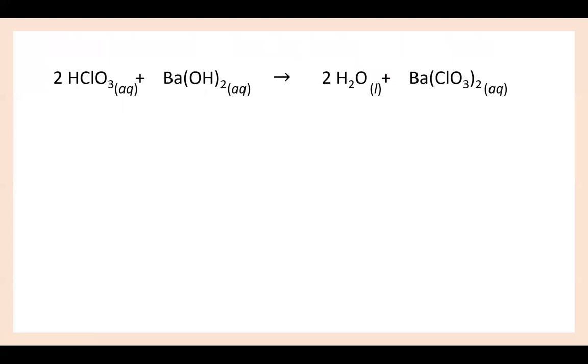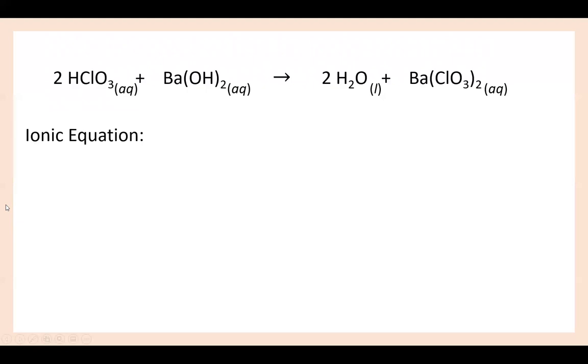Taking that molecular equation and turning it into an ionic equation. In order to do this, any of the species that have an (aq) means that they are dissociated into their ions. The 2 coefficient tells us we have 2 of each of those ions.